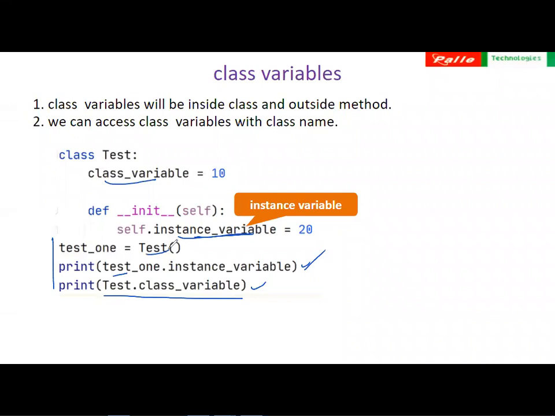Is there such a variable? It is there. What is the value inside it? 10, sorry, not 10, 20. So this 20 will be printed. Similarly, Test dot class variable. What will be the output of this code? 10. You have to understand this point. Is this clear?